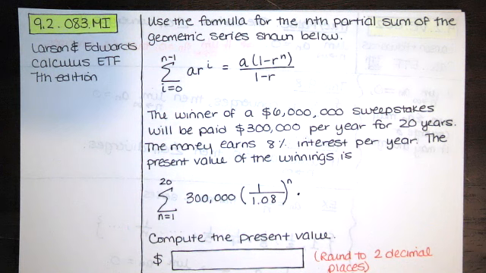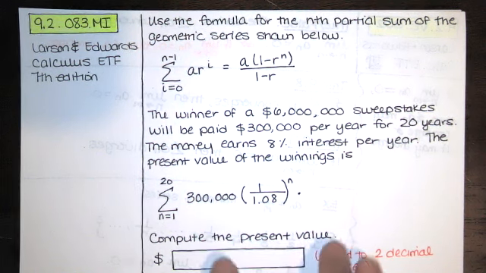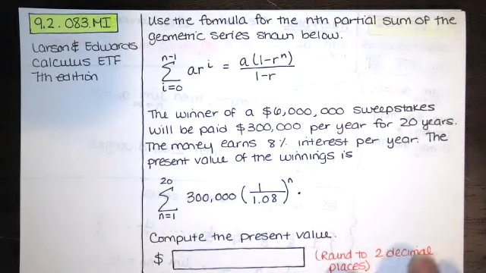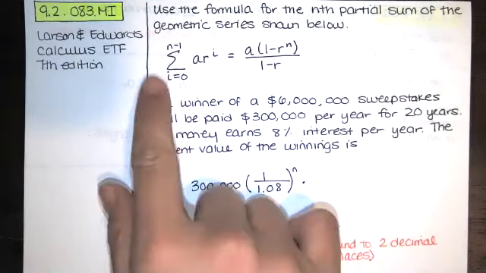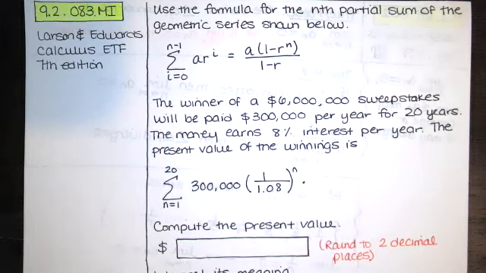Then we're told that the winner of a $6 million sweepstakes will be paid $300,000 per year for 20 years. The money earns 8% interest every year. The present value of the winnings is given by this formula. First, we're asked to compute the present value, and we're asked to round to 2 decimal places. We can evaluate this using this formula from right here.